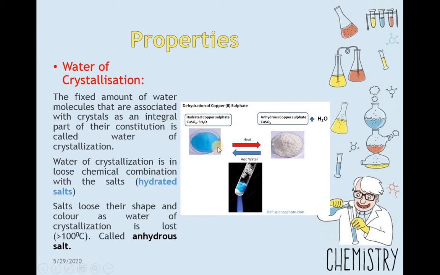This is blue in color. If you heat it, you will get white, that is anhydrous copper sulfate, and you will get here 5H2O. And if you add water again, you will get the blue color. Generally, one copper sulfate molecule can associate 5 molecules of water. So salts lose their shape and color as water of crystallization is lost at about 100 degrees Celsius, and this copper sulfate is called anhydrous copper sulfate.